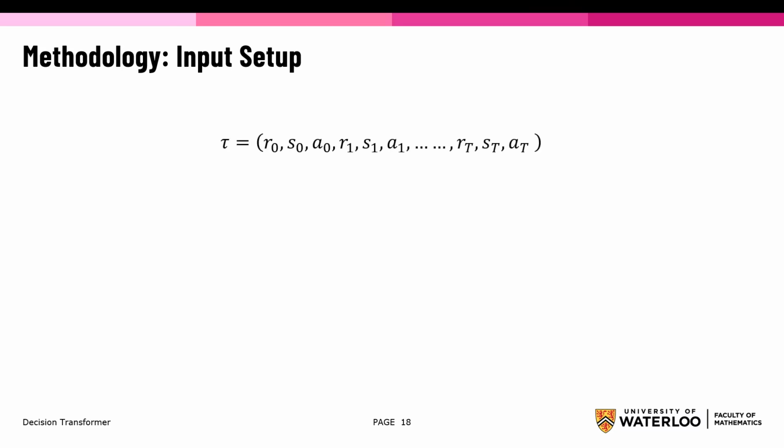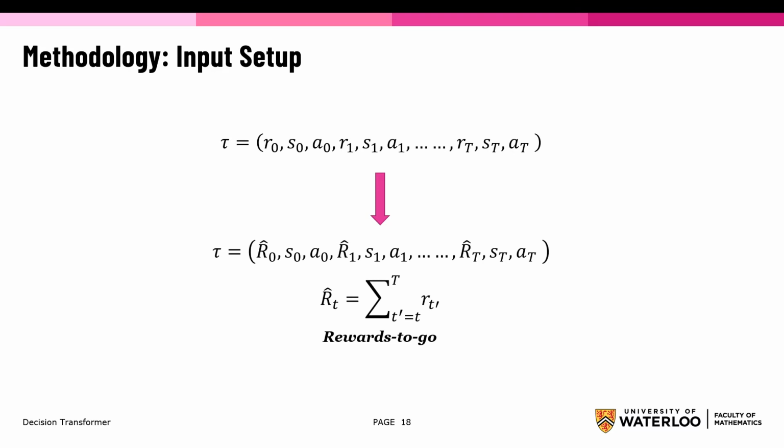In order to do that, we take the original representation of the trajectories in an offline dataset and we transform it to an alternative representation, where we basically replace each reward item with the rewards to go, which is basically the summation of the rewards from the current time step till the end of the episode. And this is the new trajectory representation that is used in the training pipeline of our model.